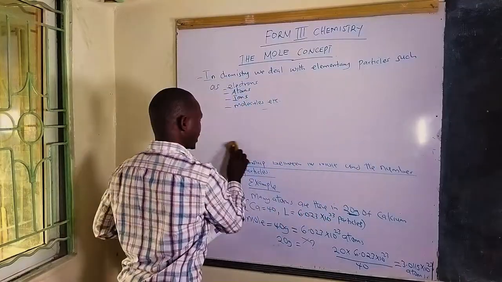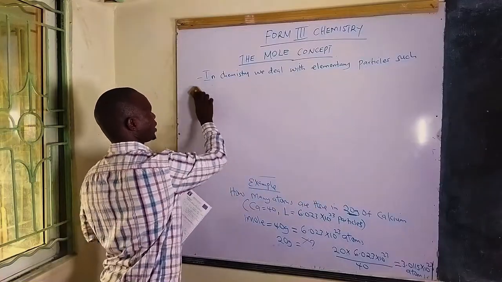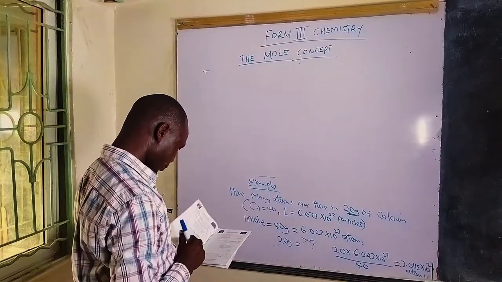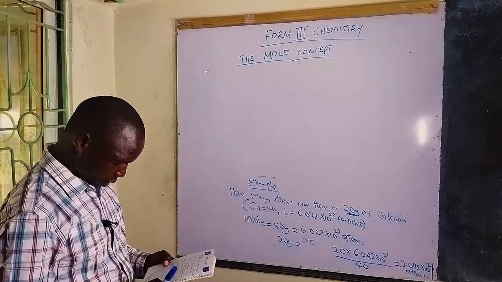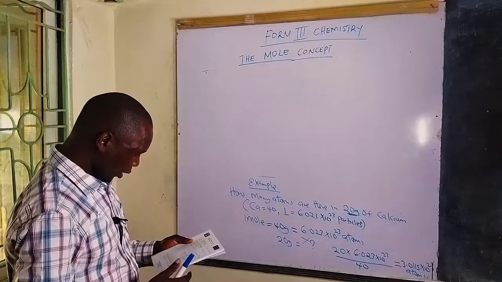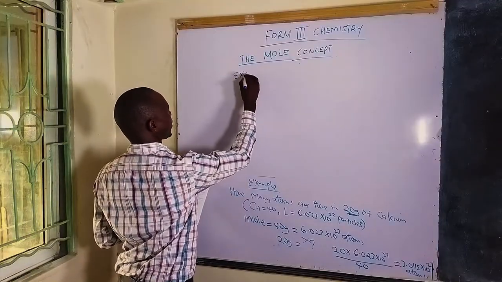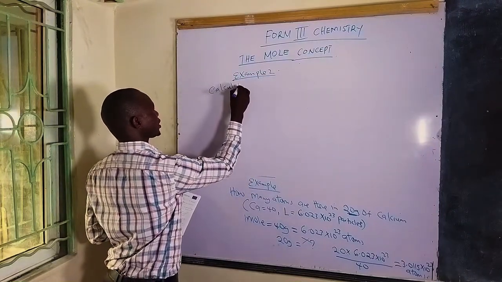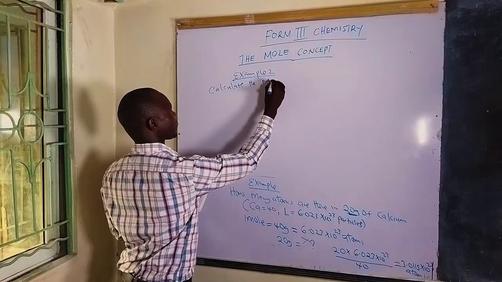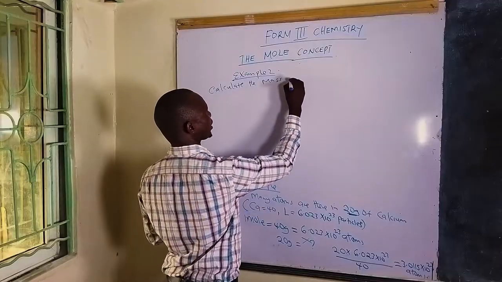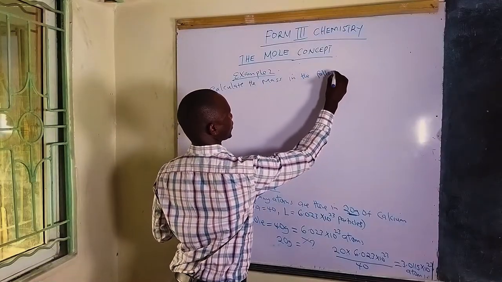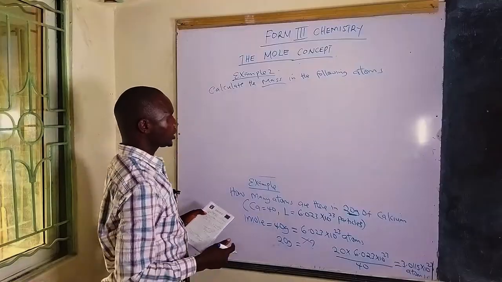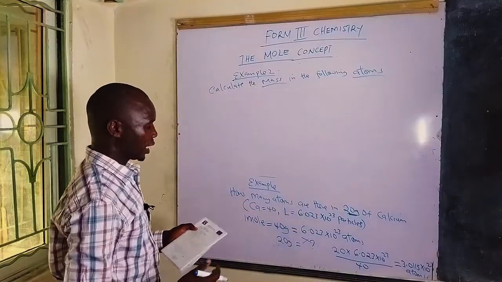So let us try example number 2, to try and understand how to go about it. What if you get a question that says, calculate the mass in the following atoms, bearing in mind that atoms are examples of particles.